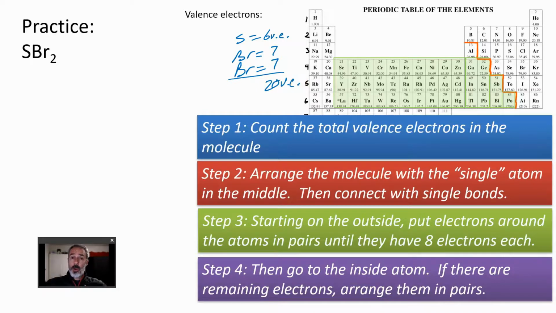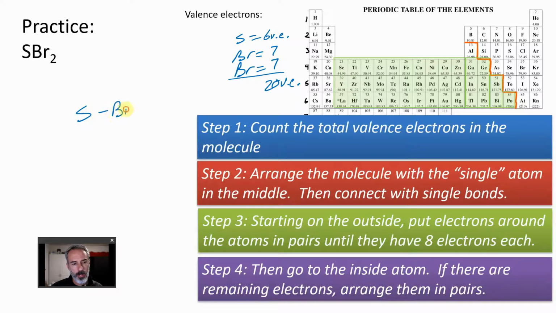Remember to start around the outside, then go to the inside, and I want you to answer a question in just a second. Okay, so the question is, how many lone pairs of electrons were on your central sulfur? Okay, let's see if you were right.